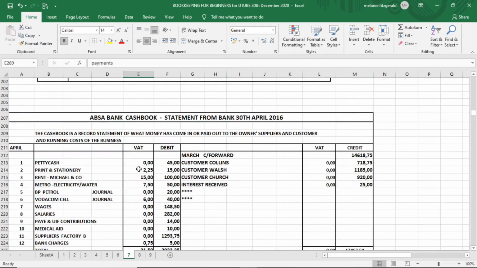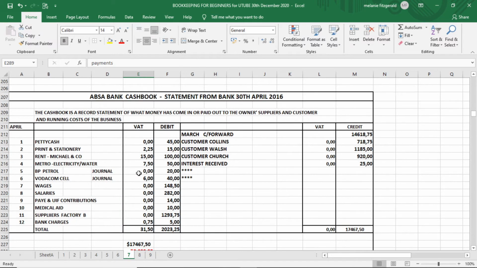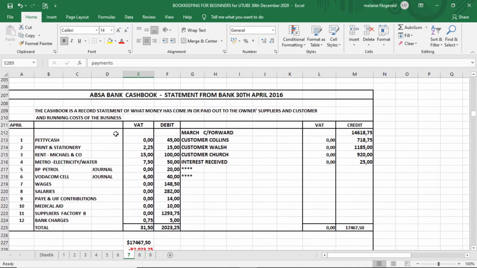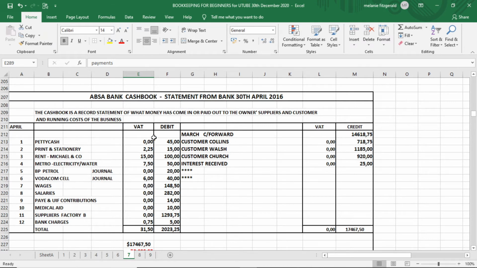All right, so let's start with the Absa cash book for the month of April, ending on the 30th of April 2016. The cash book is a record statement of what money has come in or out to the owner, suppliers, and customers, and the running costs of the business. All right, so let's have a look. Petty cash on the debit side, $45. Print and stationery, $15, with the VAT included to $2.25. Rent, metro electricity bill, petrol, Vodacom, cell.